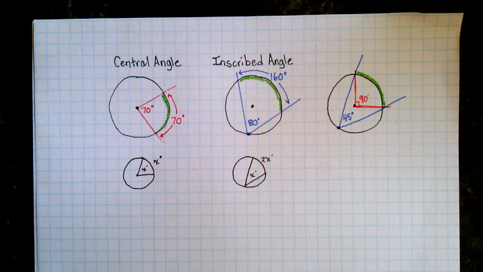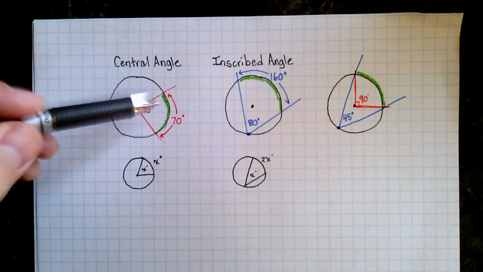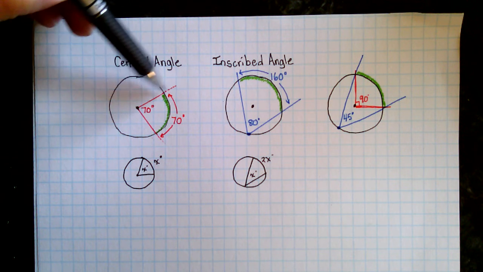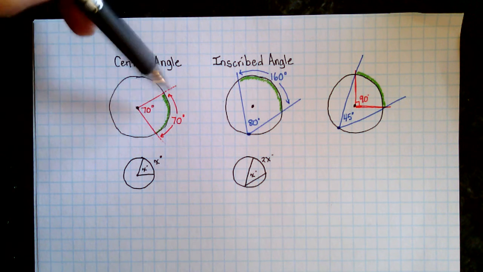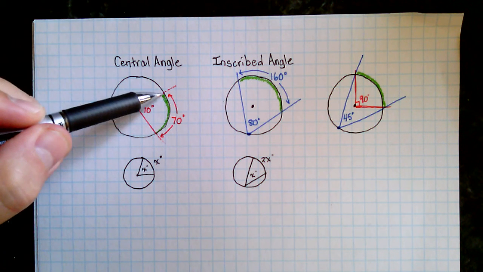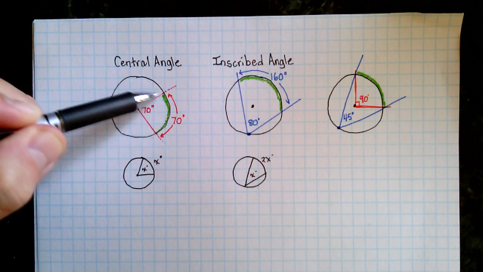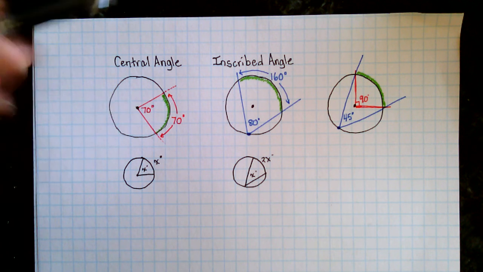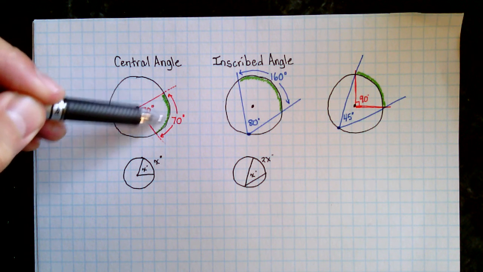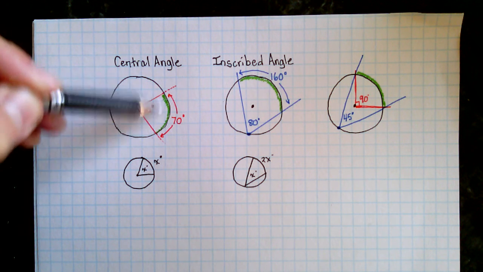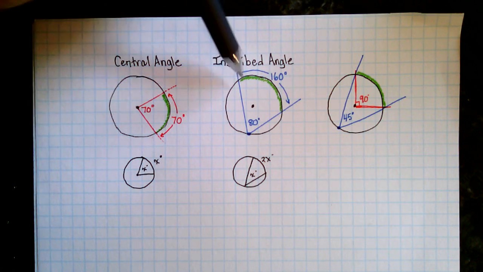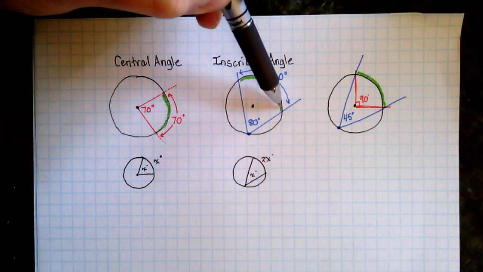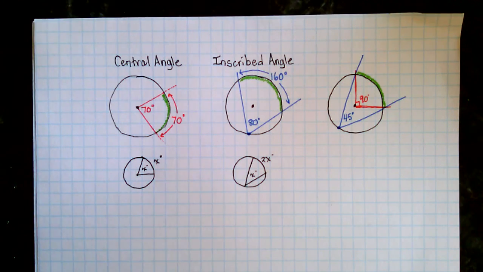There's a couple of properties associated with that, as you can see here. If you extend the angle beyond the edge of the circle, it intercepts this outer part of the circle, the arc of the circle. So this little green part right here is called the intercepted arc. That's the arc that's intercepted by the angle. This one's intercepted here, and this one's intercepted here.